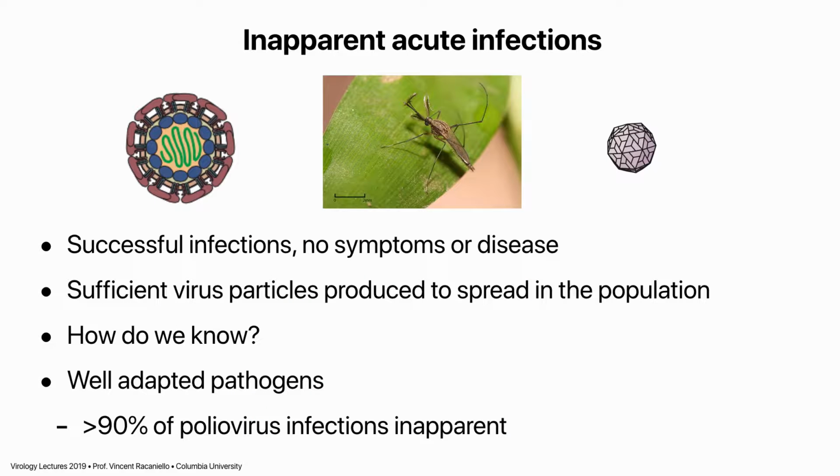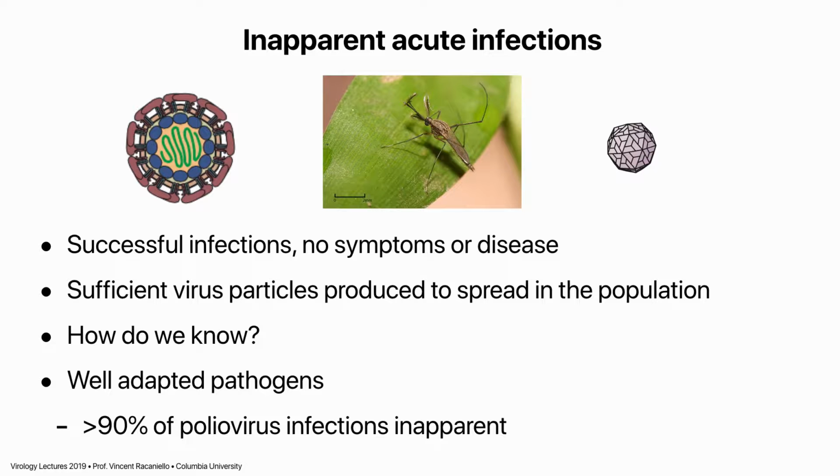Many acute infections are inapparent. This is a concept we've talked about before. You're infected, the virus is replicating, you have an immune response, but you don't feel anything. You have no symptoms. You would certainly have signs. Signs are what you could measure, so you could take out blood and see that the virus is replicating, but there are no symptoms. That's what an asymptomatic or inapparent acute infection means. Successful infections, no symptoms or disease. However, sufficient virus is produced to spread in the population.